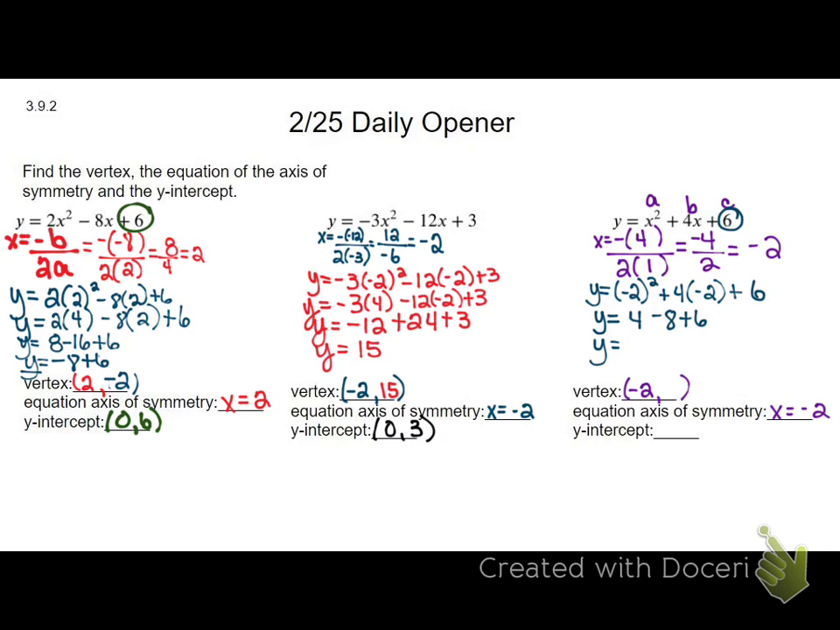I don't know how to get that. Okay, so let's break it down. 4 minus 8, -4, plus 6. Oh, I know that. 2. So my y value is 2. And then my y-intercept, Hannah? 0, 6. Nice job.